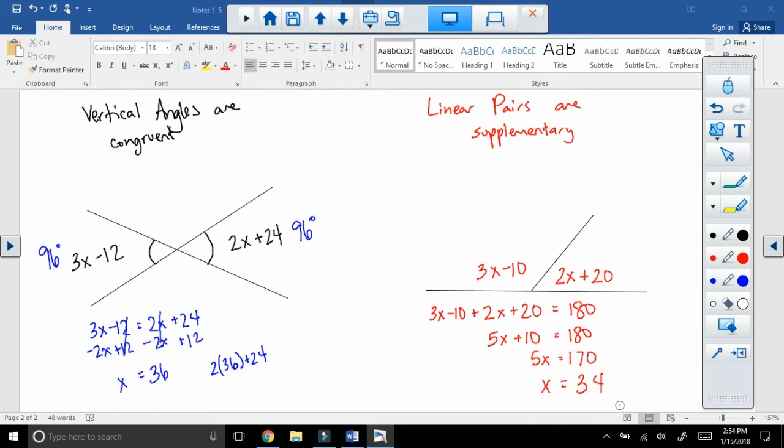And depending on what the question's asking you to do, that might be the last step. If the question wanted you to find those angle measures, you could always do that by plugging them back in. So 3 times 34 minus 10, and then 2 times 34 plus 20. And again, these don't have to be drawn to scale, but you can see that those are supplementary.